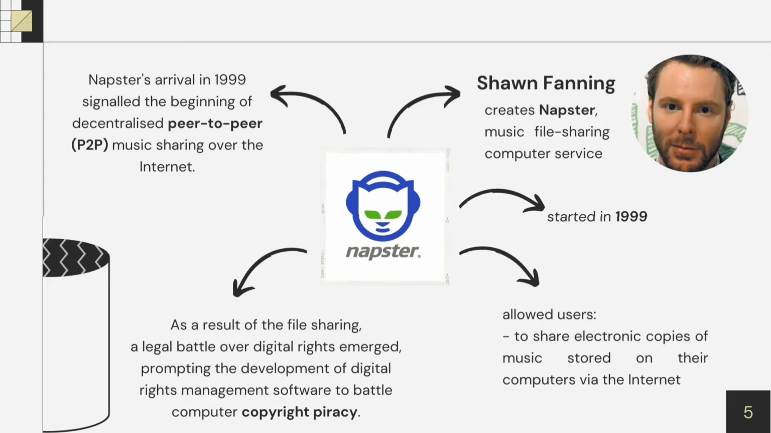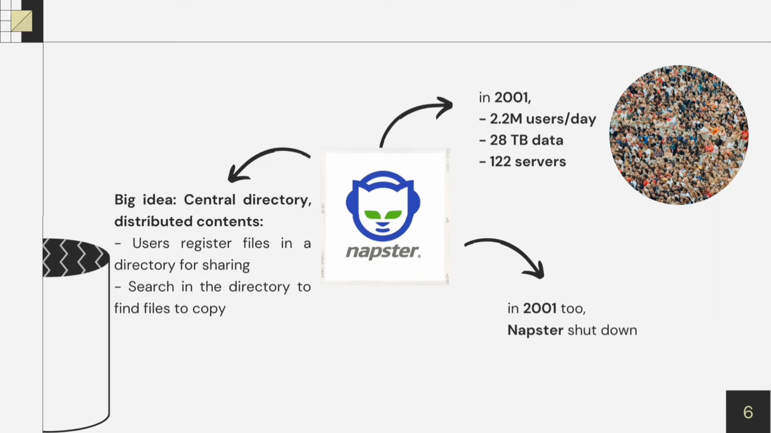Napster's arrival in 1999 signaled the beginning of decentralized peer-to-peer (P2P) music sharing over the internet. Moreover, in 2001, Napster had 2.2 million users per day and 28 terabytes of data with 122 servers. But in 2001-2002, Napster was shut down. The idea: a central directory with distributed contents. Users register files in a directory for sharing and search in the directory to find files to copy.